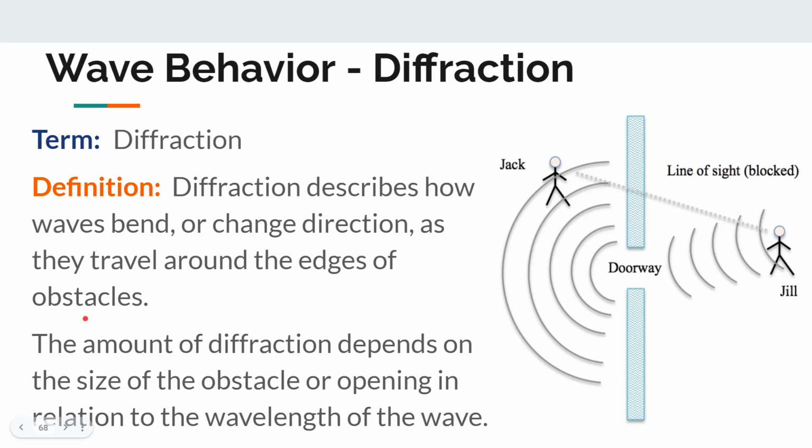Something else you might want to write down is the last part here. The amount of diffraction depends on the size of the obstacle or opening in relation to the wavelength of the wave. So the amount of diffraction that occurs, you're going to get more bending or less bending depending on how large this doorway is. If you have a very small opening versus a large one, the diffraction pattern is going to look different on the other side. So again, the amount of diffraction depends on the size of the obstacle or the opening, in this case an opening, in relation to the wavelength of the wave.